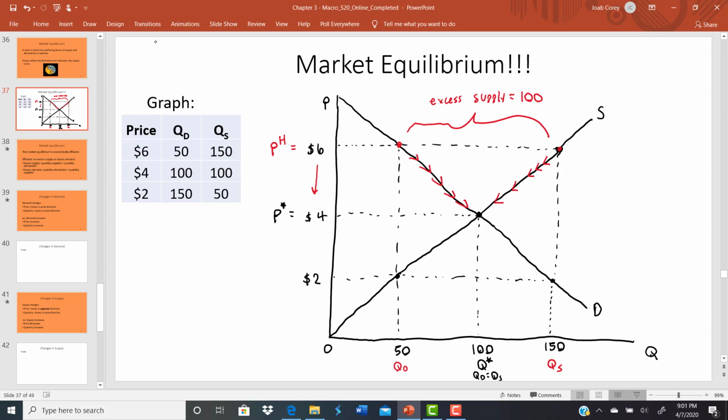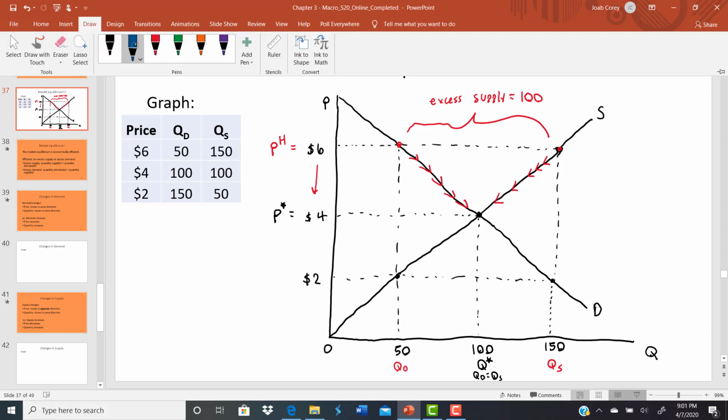Now, what happens if there's a price that is too low? We're going to do this in blue.